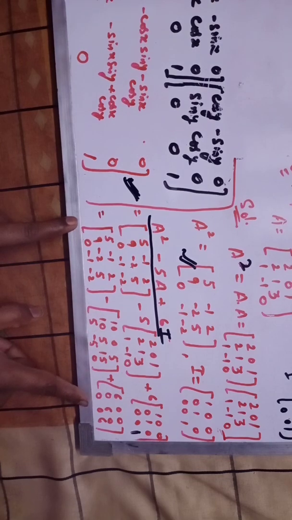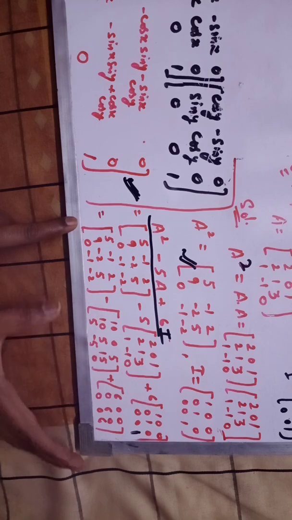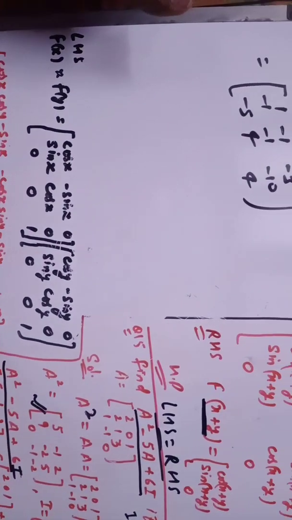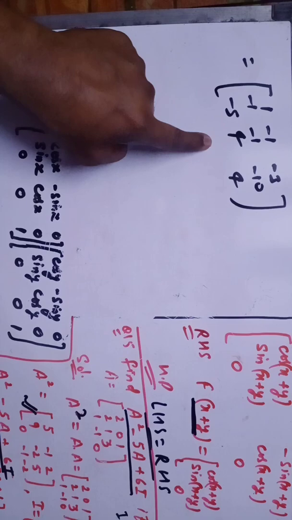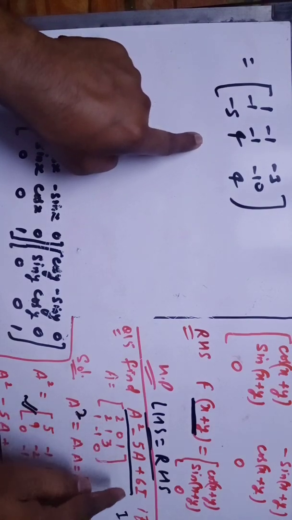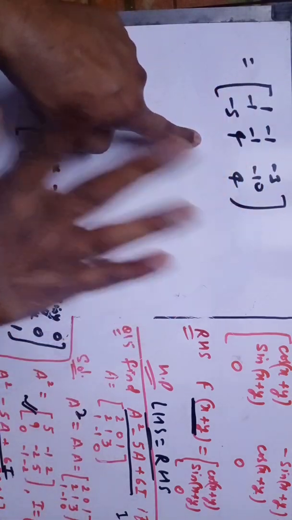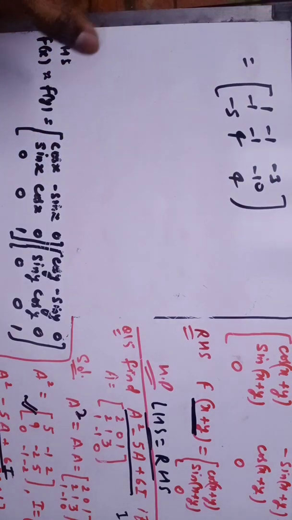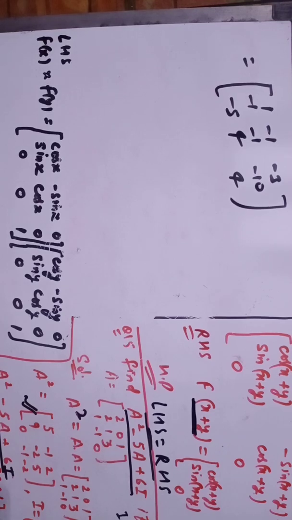After solving this, you just have to add or subtract. After solving this, you will find this final matrix. Here it is. This is the answer of A square minus 5A plus 6I. So this is your final answer. Got it? Addition, subtraction and multiplication you know, which we did in the previous videos. So if you don't know, you can take a hint from that.